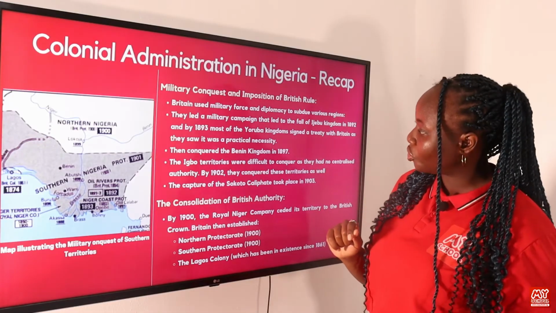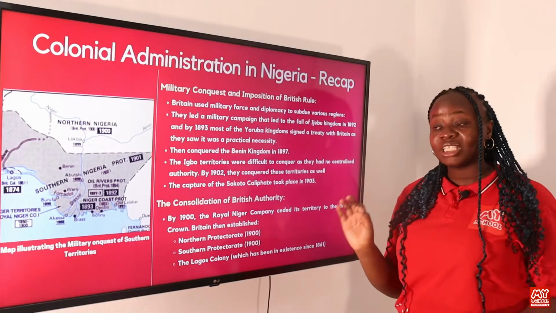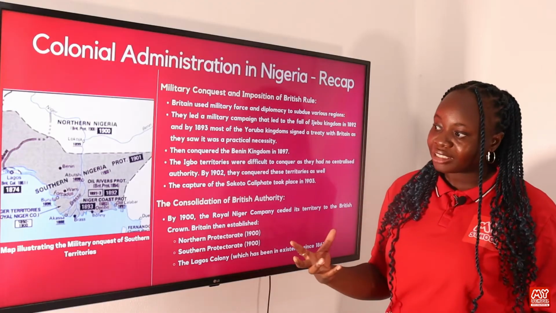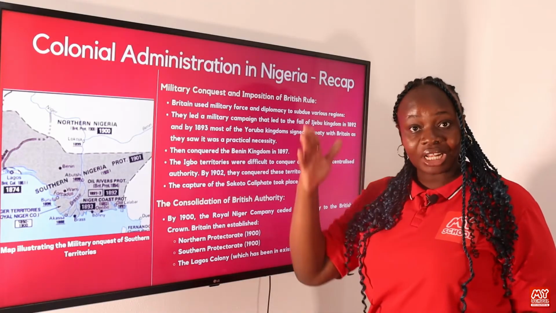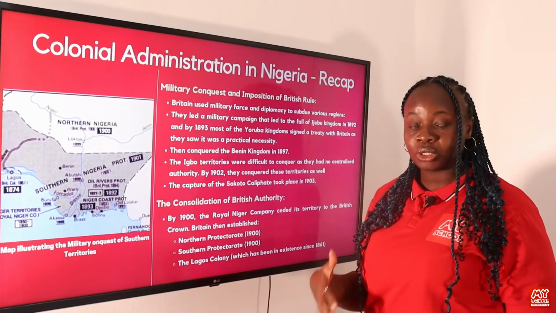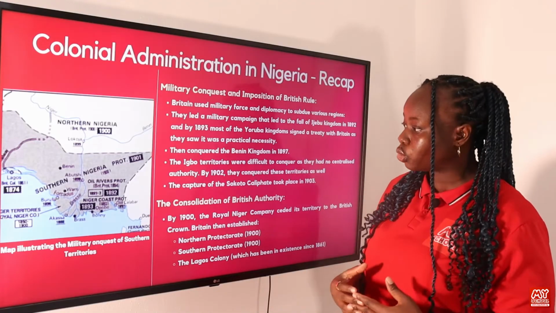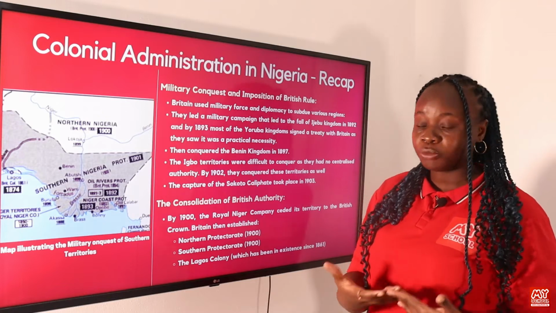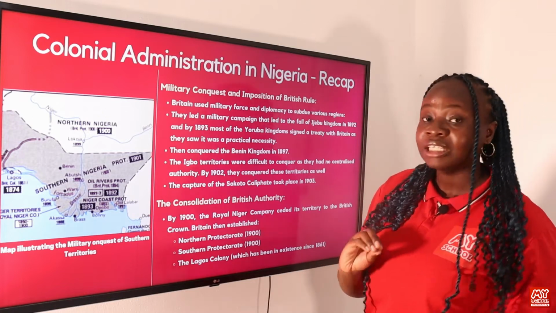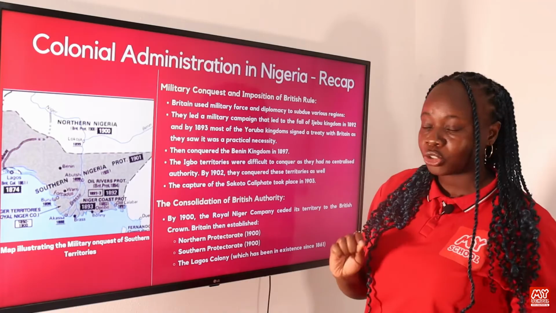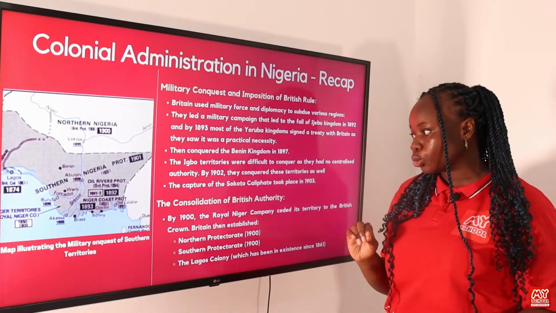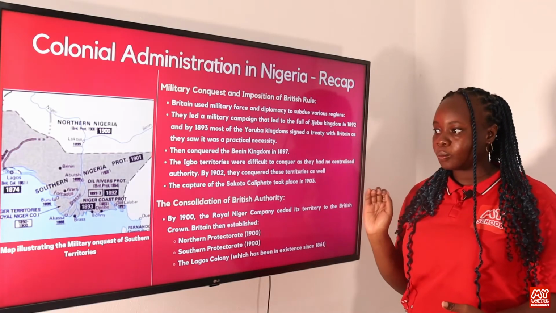The Igbo territories were difficult to conquer as they had no centralized authority. Remember, the Igbo society had no centralized system of administration. There was nobody at the top. They made decisions together. So it was very difficult for the British administration to conquer territories within the eastern region of Nigeria. So by 1902, they conquered these territories as well.